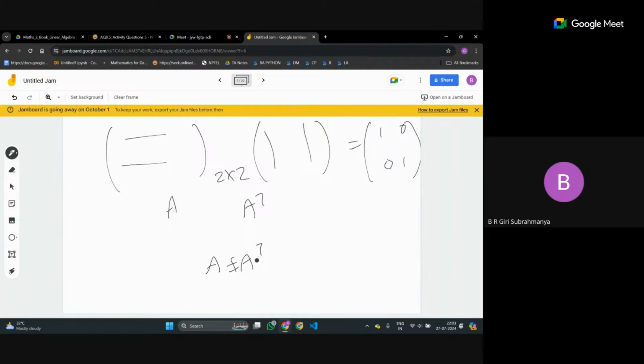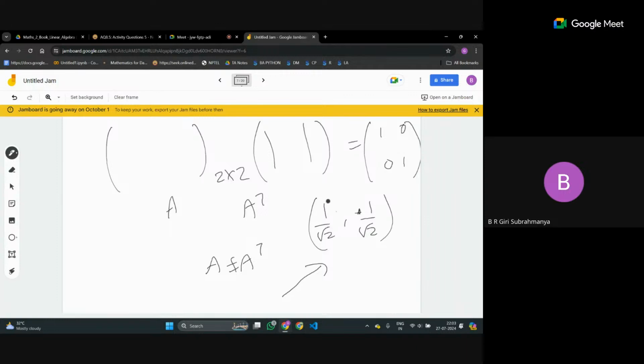Is it possible? See, one thing we know: what is 1 by root 2 comma 1 by root 2? What is this? It's a vector with length 1, correct?